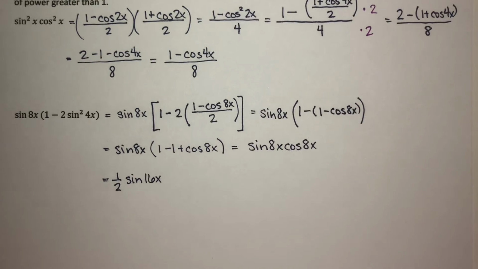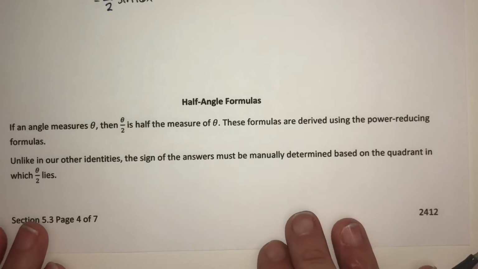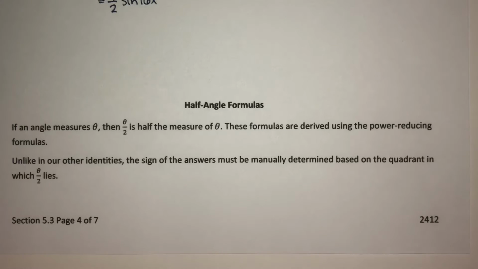Now we also have half angle formulas. If an angle measures theta, then theta over 2 is half the measure of theta. So we have these formulas, and they're derived using the power reducing formulas, so they come from the ones we just did before. Now, unlike our other identities, the signs of our answers have to be manually determined based on the quadrant in which theta over 2 lies.